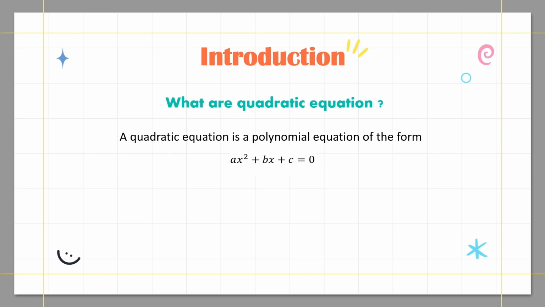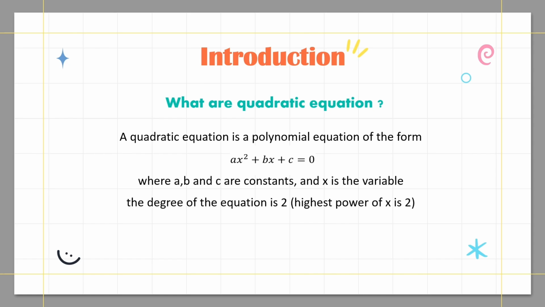A quadratic equation is a polynomial equation of the form ax squared plus bx plus c equals 0, where a, b, and c are constants and x is the variable. The degree of the equation is 2, which means the highest power of x is 2.